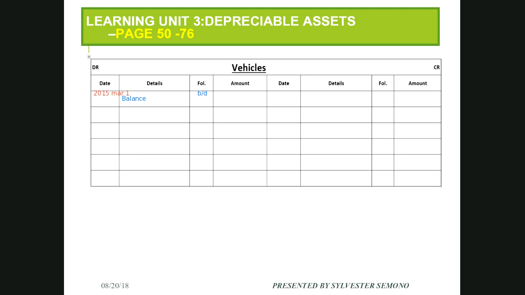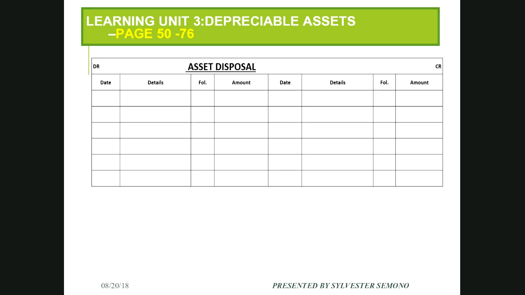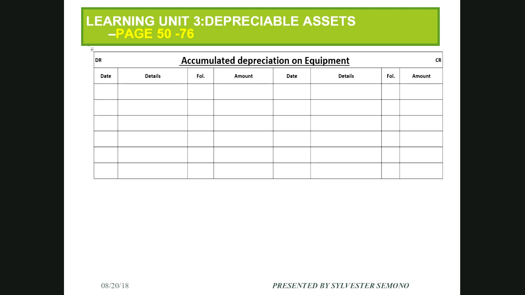Okay, no problem. Now, do we still have any other balance that we might put? I think we do. When it comes to asset disposal, we don't have any balance, so don't be confused there. So we need to go and check. Can you see we've got accumulated depreciation on equipment? We do have the balance for that. What is that balance? I can find it for you. 228,000. Under which side? Credit.